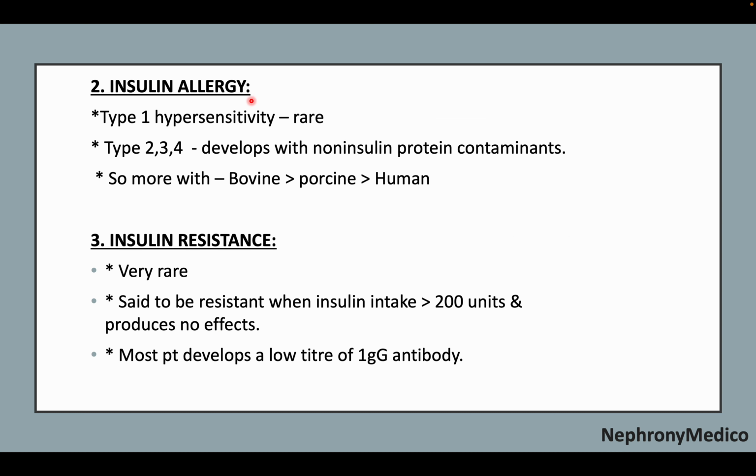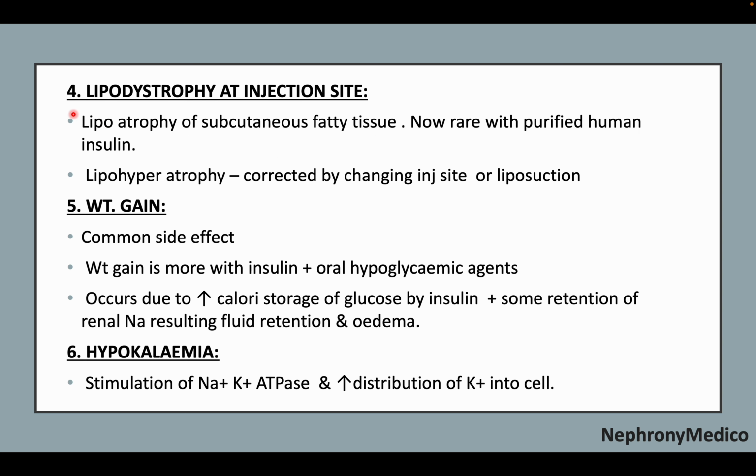If insulin allergy is seen, type 1 hypersensitivity is rare, and types 2, 3, 4 develop with the non-insulin protein contaminants. Insulin resistance is very rare and is said to occur when insulin intake is more than 200 units and produces no effects. Most patients develop a low titer of IgG antibody. Lipodystrophy at the injection site may be seen. Weight gain is a common side effect, and hypokalemia may be seen.